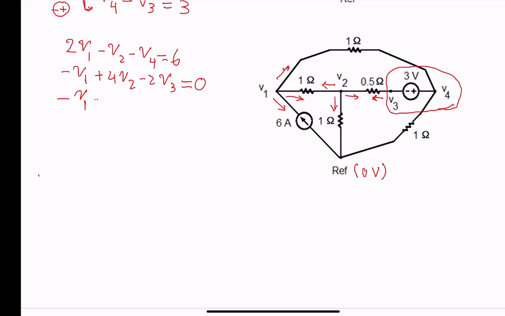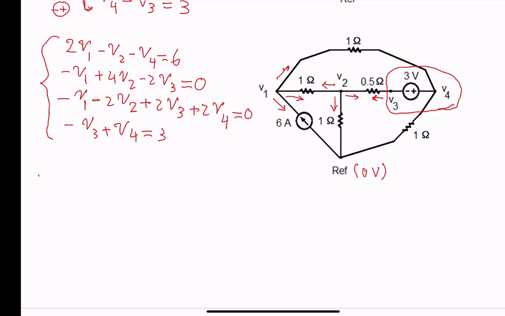Negative v1 minus 2v2 plus 2v3 plus 2v4 equal to 0, and negative v3 plus v4 equal to 3. 4 equations in 4 unknowns. Cramer's rule would be extremely lengthy, so let's try elimination of variables. From the last equation we have v4 equal to 3 plus v3.